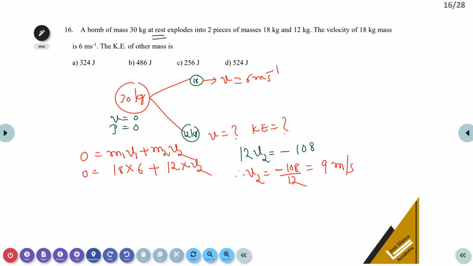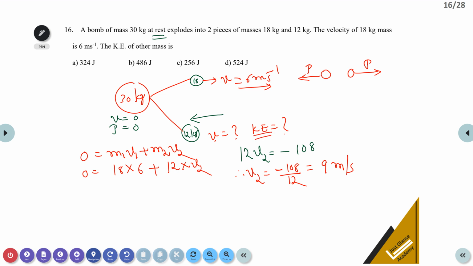You may ask a question, what about this negative sign? The negative sign represents that if one fragment travels like this, another fragment must travel in the opposite direction. Then only the momentum of this and momentum of this are equal and opposite. Not only equal, they are in the opposite direction. So if this particle travels in this direction, the other particle travels in this direction.